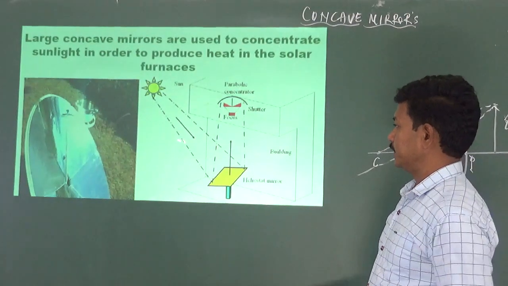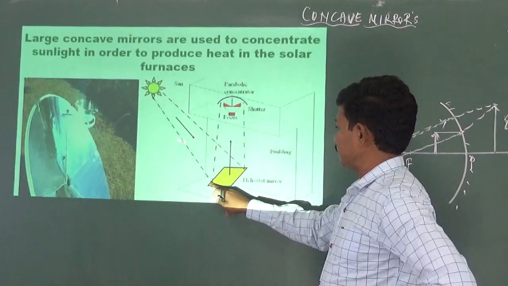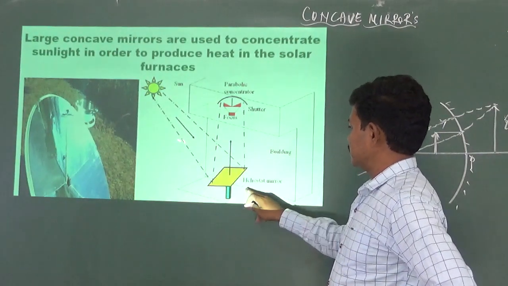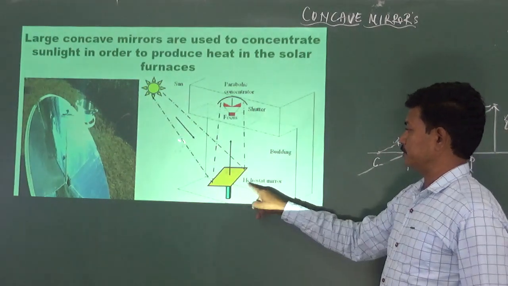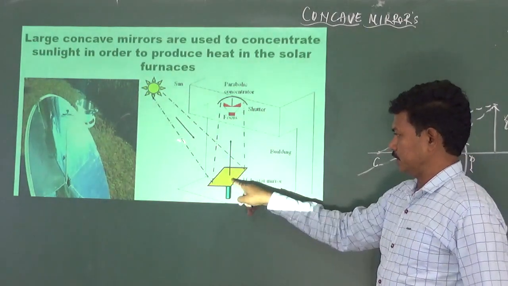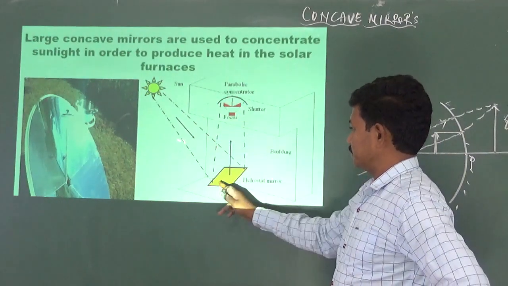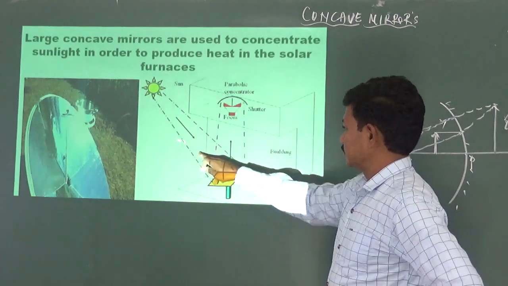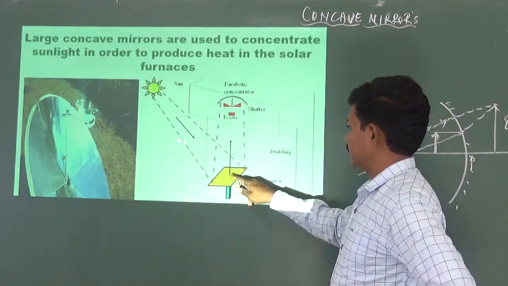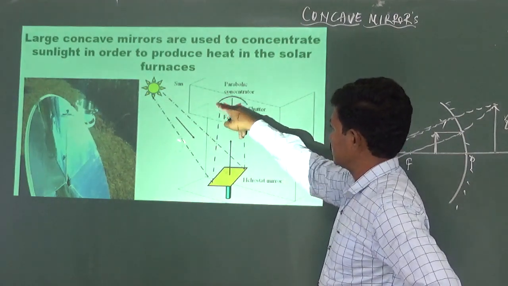Just imagine the light rays are coming from the sun, they are falling on a mirror here. This is called a heliostat mirror, where helios means sun. So with respect to the sun, this mirror is placed here. As the sun changes its position, the position of the heliostat mirror also continuously goes on changing. The light which falls on the heliostat mirror gets reflected to the concave mirror here. So this is the concave mirror situated here.